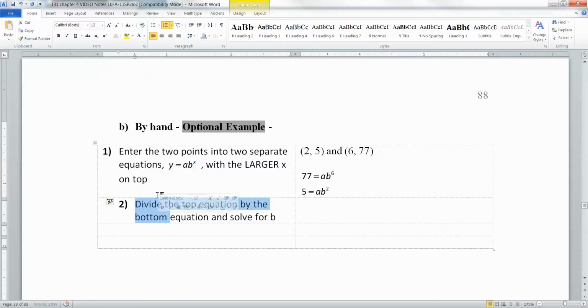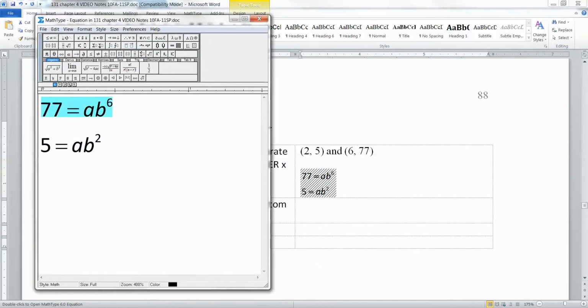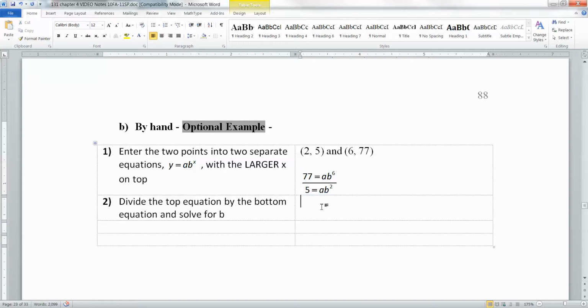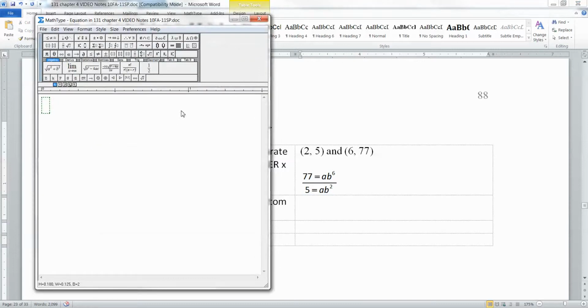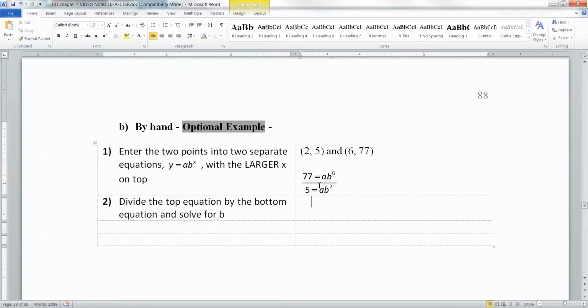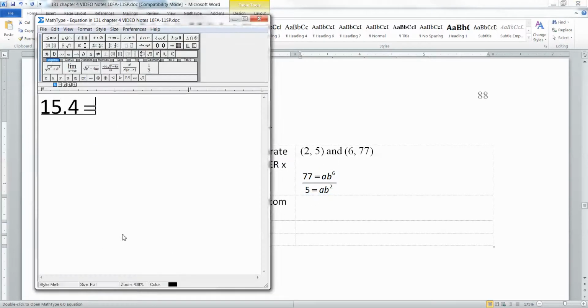Boom. Divide the top equation by the bottom equation and solve for x. So let me put a big division bar in here. And this guy's what goes in the denominator. So you say, okay, I'm going to take that top equation divided by that bottom equation. What's that going to give me? Well, over on the left-hand side, it gives you 15.4, because that's what 77 over 5 is. So over here, 15.4.